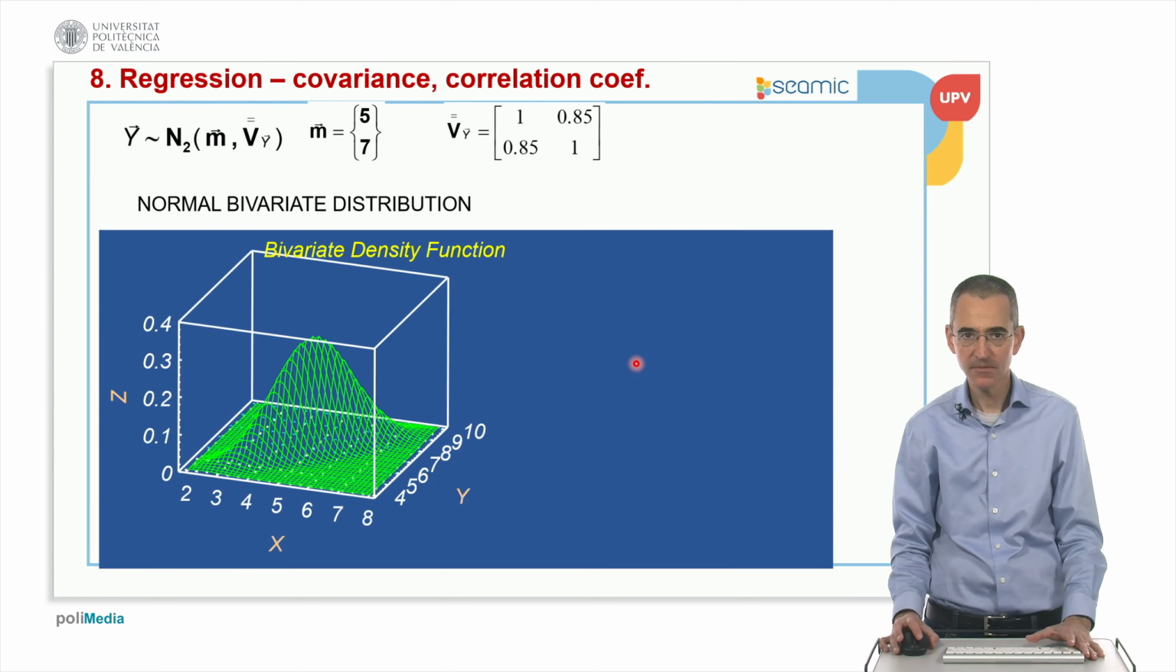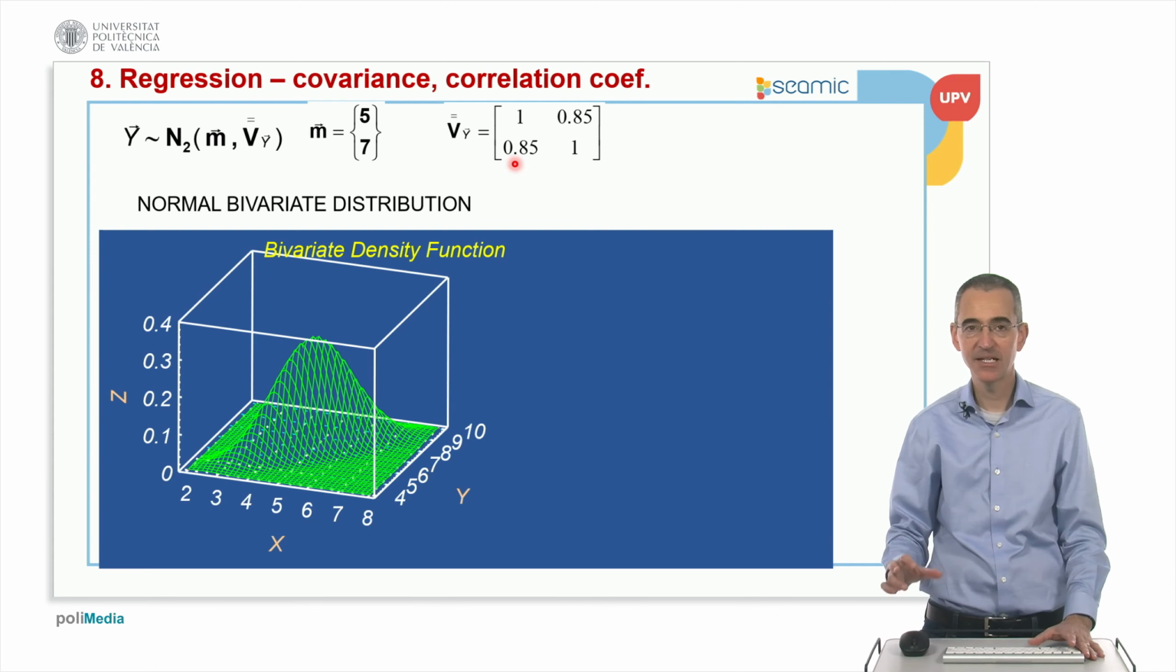Okay, this is another example. Here the average of the first is 5, the average of the y is 7. You can see it here, 5 and 7. Now the variance of the x and the y is 1, but there is a covariance. The covariance between them is 0.85, so there is a positive relationship between them.